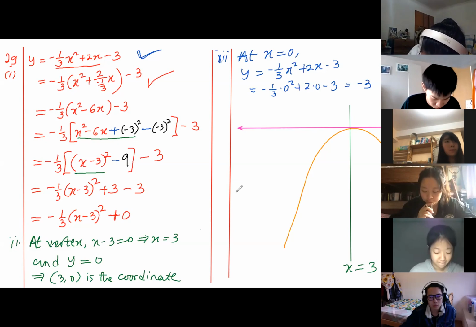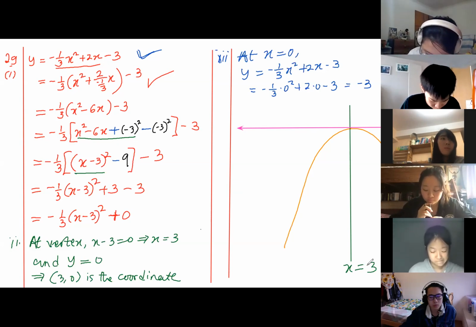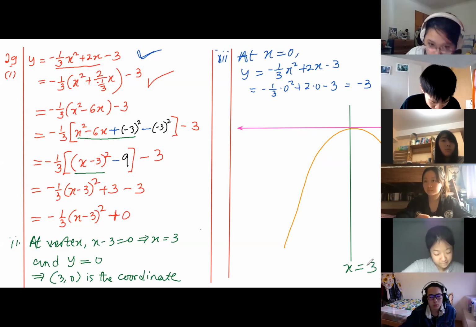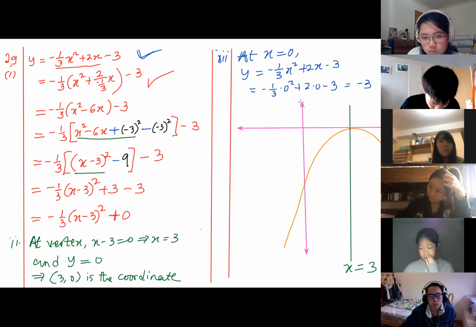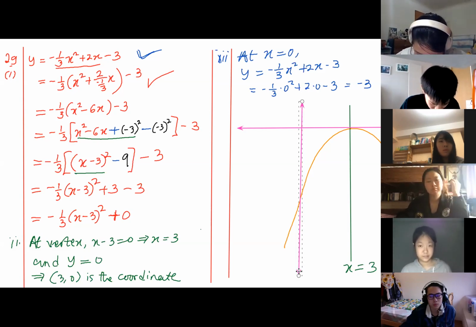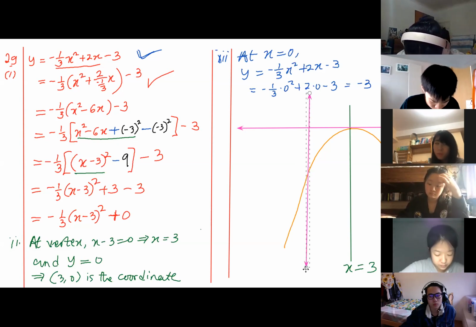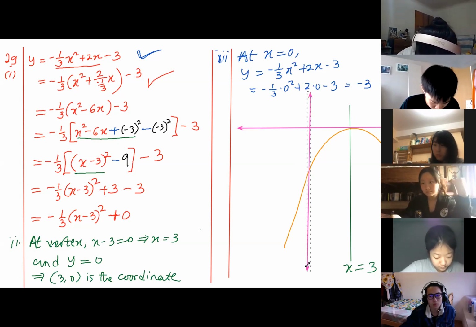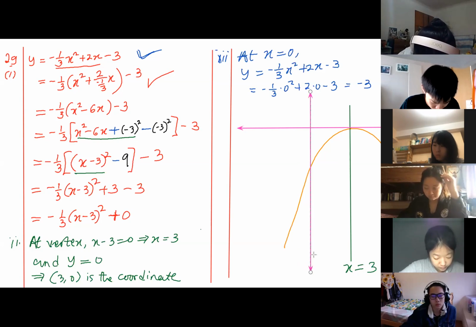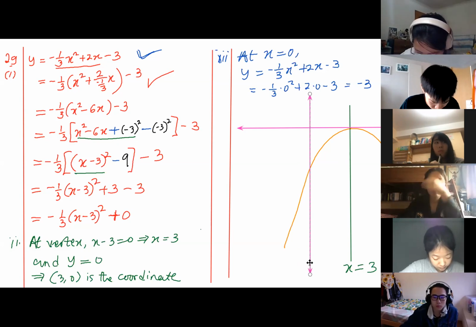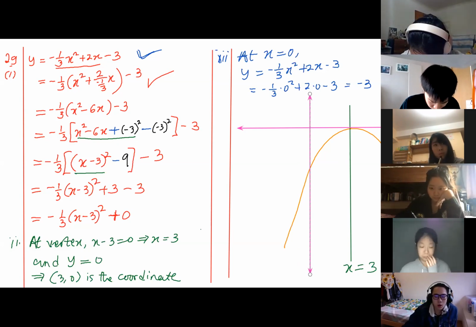So y-axis is when x is equal to 0. So if this is x is 3, then x is 0 is behind it. That's the point I'm trying to make. So x is 0 must be behind this on the left. Something like that. Okay, so here. So this looks like a nice sketch. So this is our x-axis.